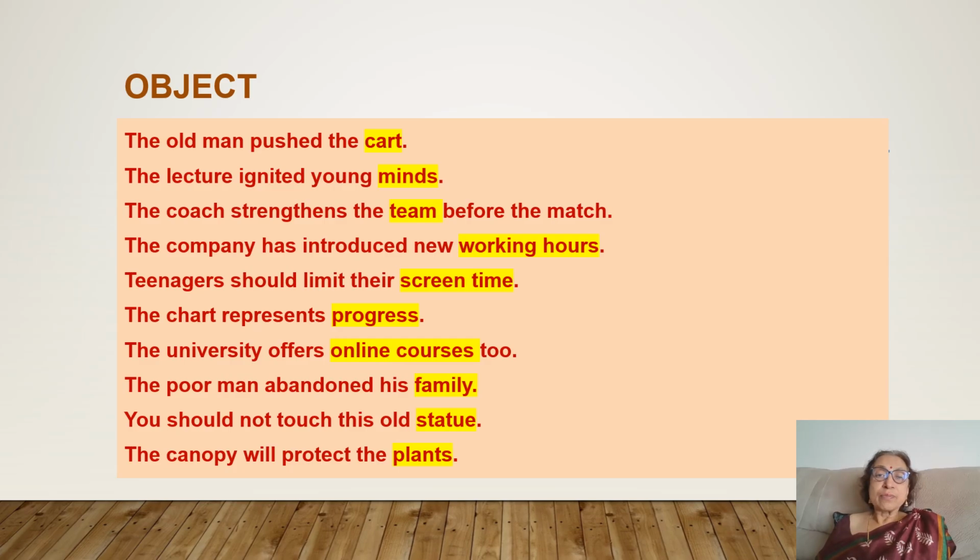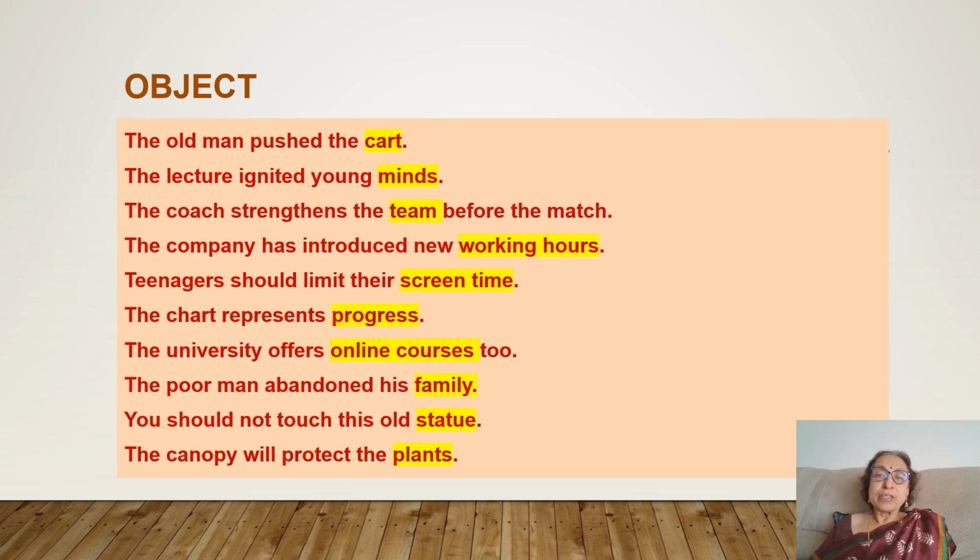Teenagers should limit... incomplete. Teenagers should limit what? Their screen time. You know, many health advisories are issued. Don't keep looking at the screen, then your eyes become spoiled. Your mind has problems. So we have these days what is called an internet vacation or smartphone vacation. You leave your smartphone at home and you go on a holiday. So that's what it says here. Screen time is what completes the meaning of the verb limit.